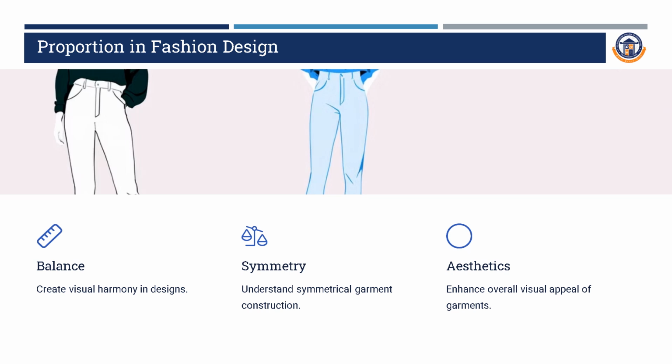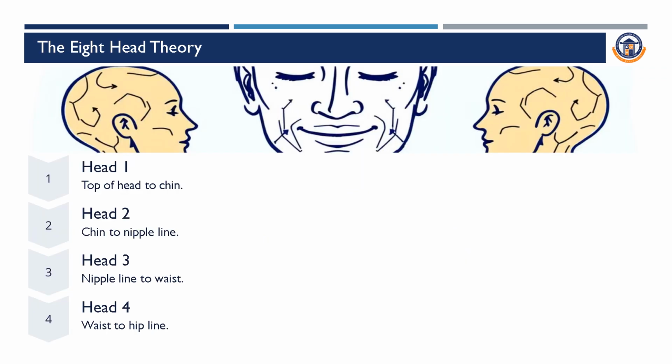Proportion in fashion design. There are three facts which are very important in case of proportion in fashion design. The proportion elements are balance, symmetry, aesthetic. Balance ensures the visual harmony of the body as well as the garment. Symmetry is key to structured garment construction. Aesthetic enhances the overall appearance of the garment. A well-balanced dress uses a symmetrical cut to maintain the elegance, while an asymmetric outfit adds an artistic appeal, which is shown in our images. Also, you can easily understand.